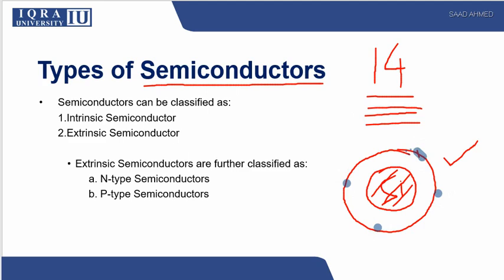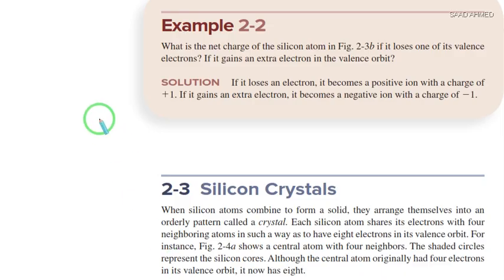Okay, let's go further. There is a process called crystallization. Before going to the silicon clusters, or the crystal structure, we'll quickly go to this example, where there is a question: what is the net charge of a silicon atom if it loses one of its valence electrons? What happens if it loses one of its valence electrons due to any force or any potential difference, if that electron dislodges from the valence orbit?